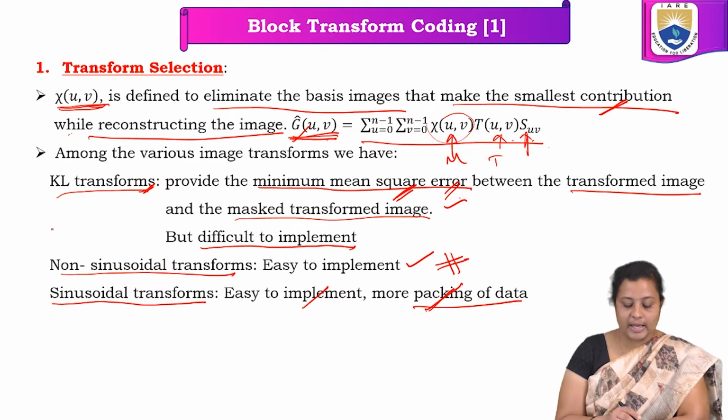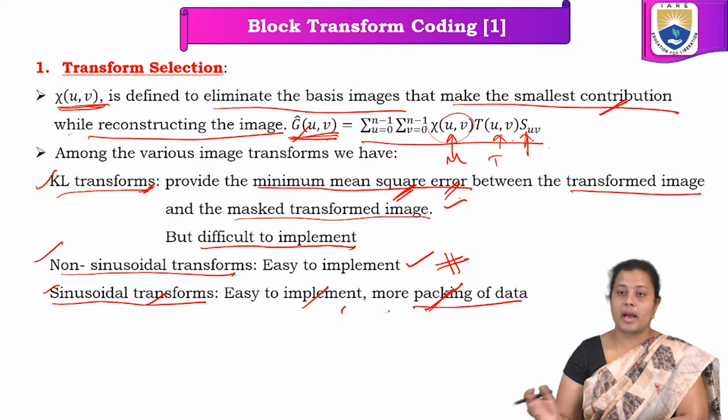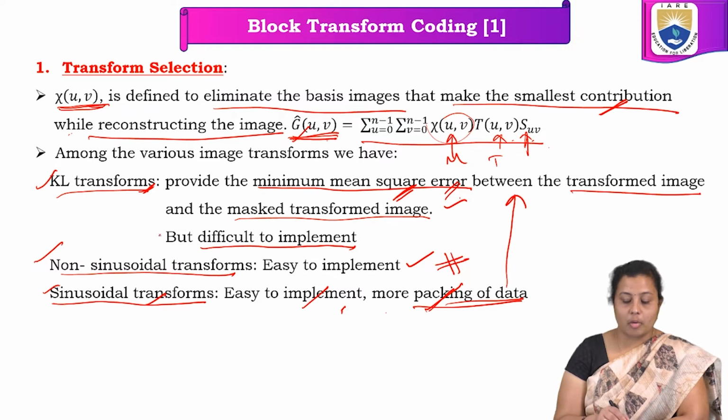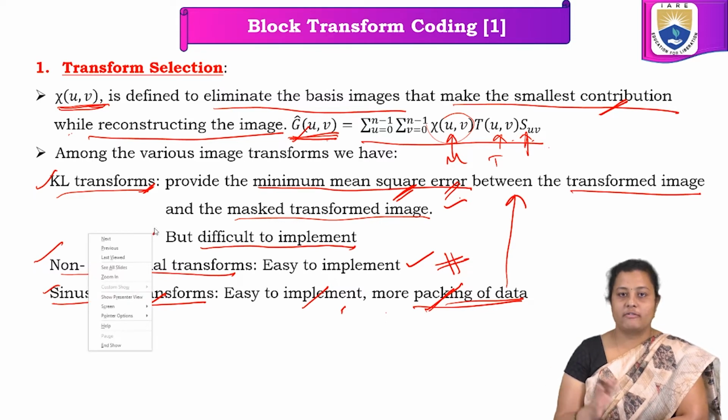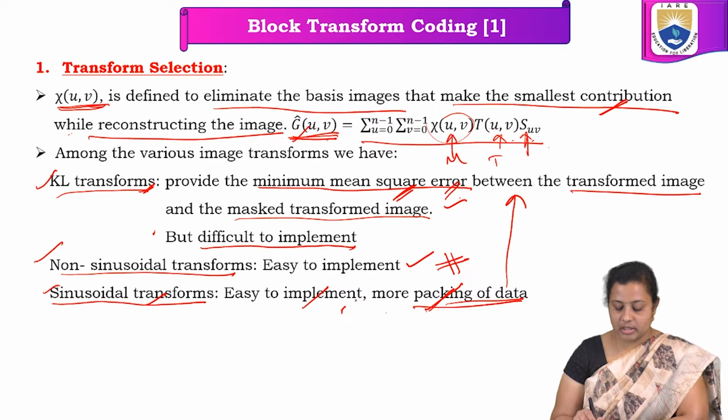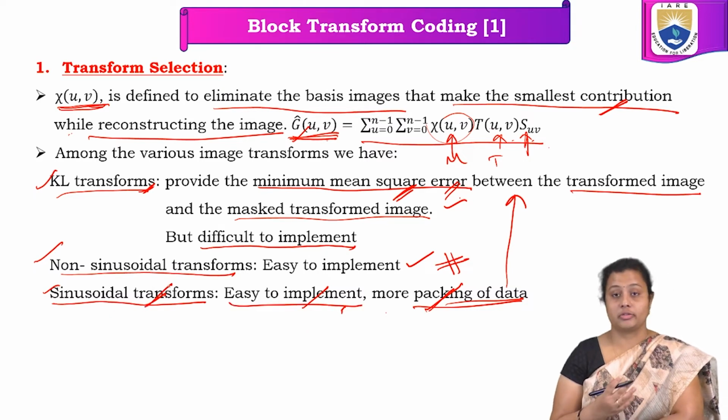So for that, if we have KL transforms, non-sinusoidal and sinusoidal transforms, sinusoidal transforms are the best because they are easy to implement and give more packing of the data. And it is very similar to our KL transforms. The drawback of a KL transform, which is that it is difficult to implement, has been removed here.